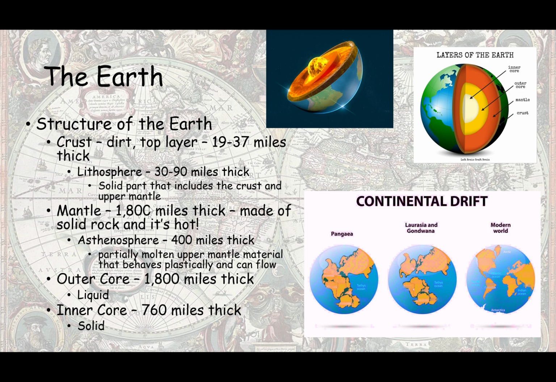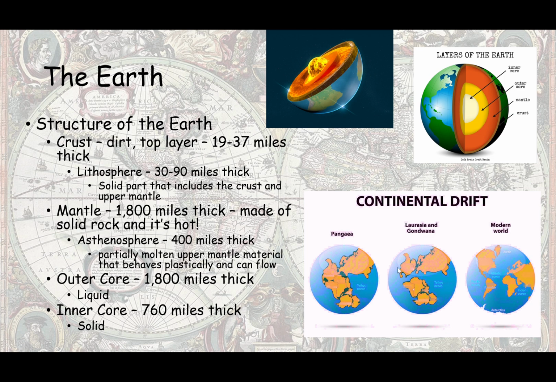The mantle is a lot thicker. It's about 1,800 miles thick, and it is made up of solid rock, and it is hot, super hot. Making part of this up is the asthenosphere, and it's about 400 miles thick. Here you have some partially molten upper mantle material, and it says here that it behaves plastically and can flow. It adds some elasticity, a lubricant, I guess you could say, and this is what allows the plates to move. That's getting into our continental drift, because we do know that our continents move.